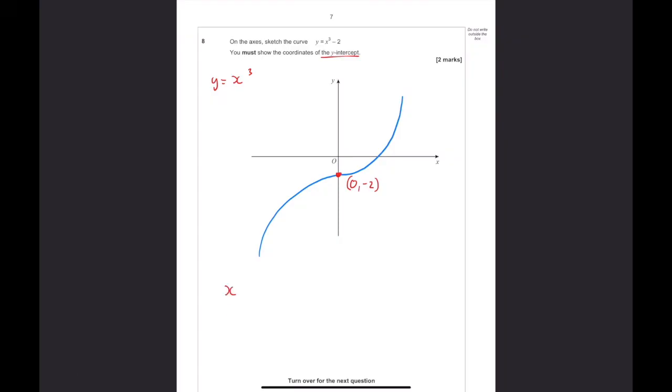Alternatively here, you could do an x and a y table and plot the points, for example, from 2 to minus 2, and it would give you the corresponding y values. But if you know your graphs, then this one's a fairly straightforward one.